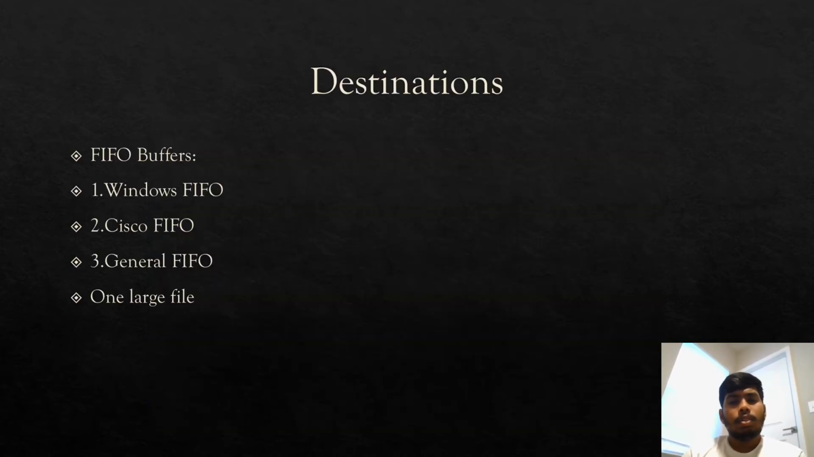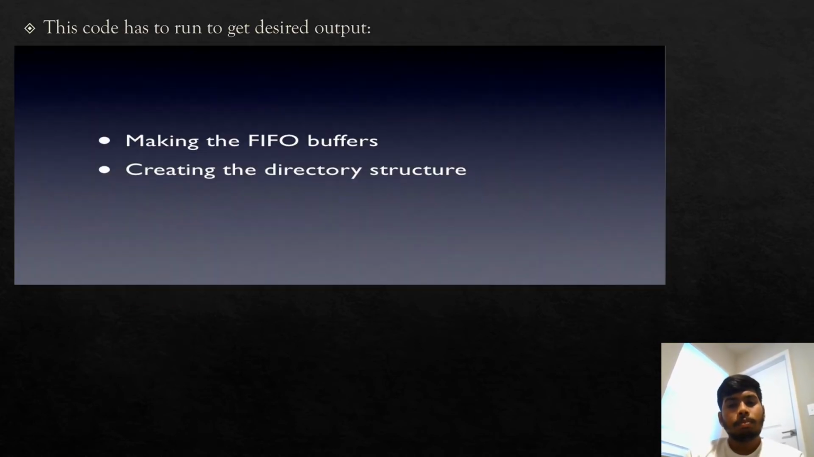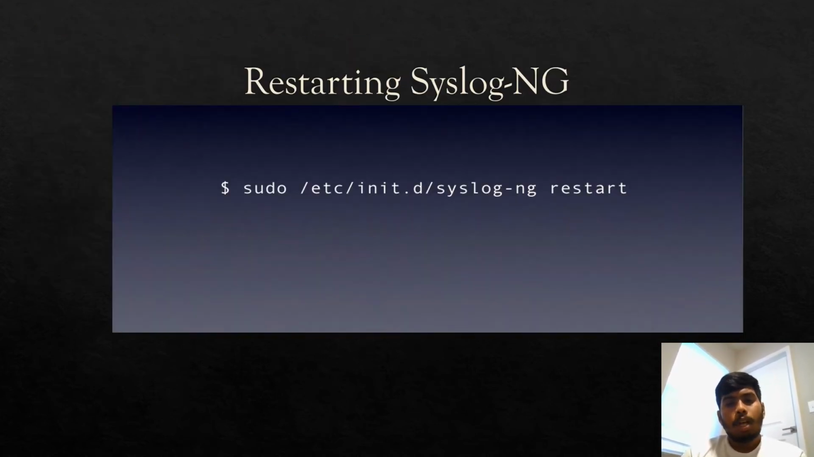And the destination, as we know, would be FIFO buffers. FIFO stands for first in first out, and we have three parts: Windows first in first out, Cisco first in first out, and the general first in first out. We have another large file that can be used as a destination. In order to get the desired output, we have to make sure of two things: making the first in first out buffers and creating the directory structure, which we did in the earlier slides. The final step would be restarting syslog-ng, and the following sudo command helps achieve that.